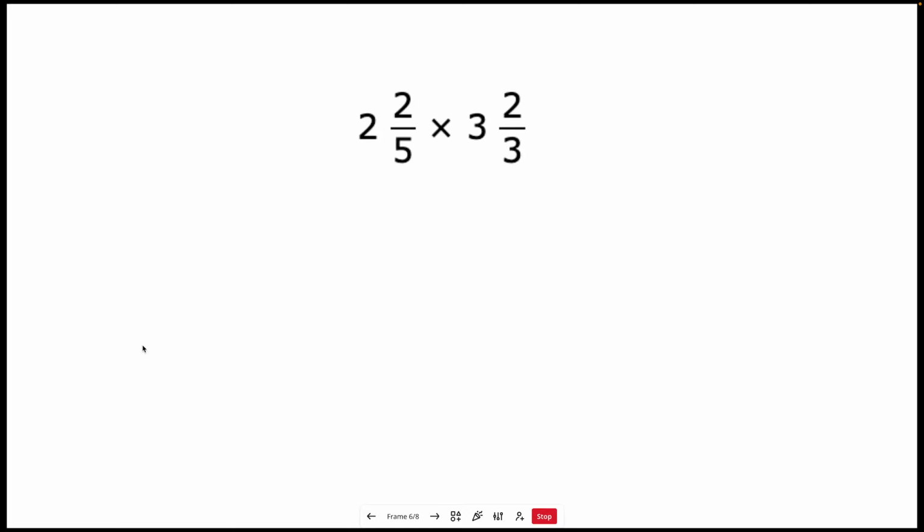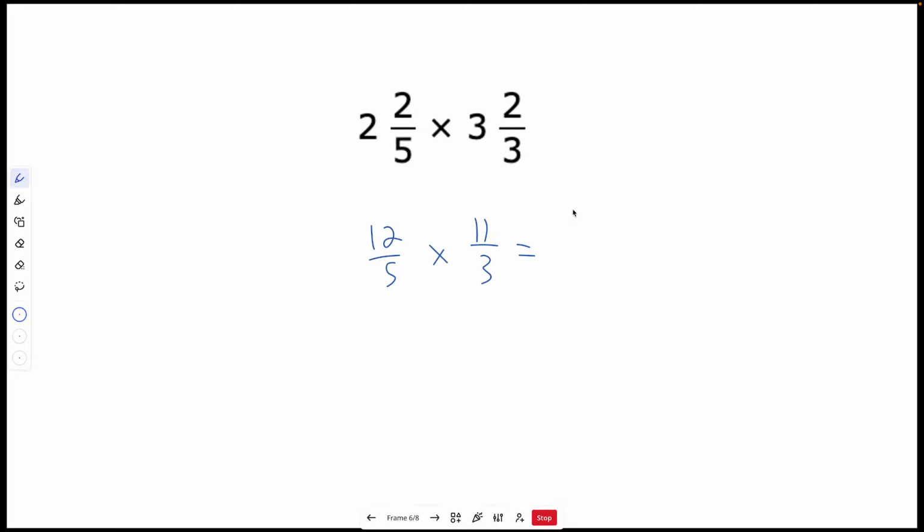Okay, last type of problem. These are mixed numbers, and I said at the beginning you should already know how to convert these to improper fractions. So we should know that the first one converts into 12/5, and the second one converts into 11/3, and now we just multiply straight across.